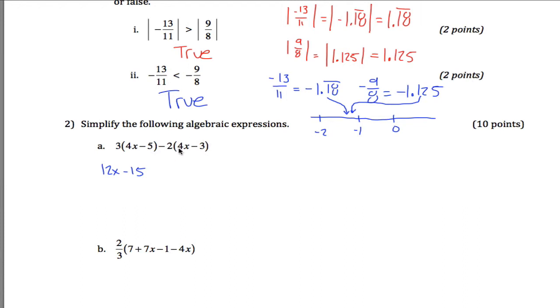To get rid of these parentheses, we take the negative 2 and distribute it through. Be careful, it's negative 2, not just 2. Negative 2 times 4x is negative 8x. Negative 2 times negative 3 is positive 6.